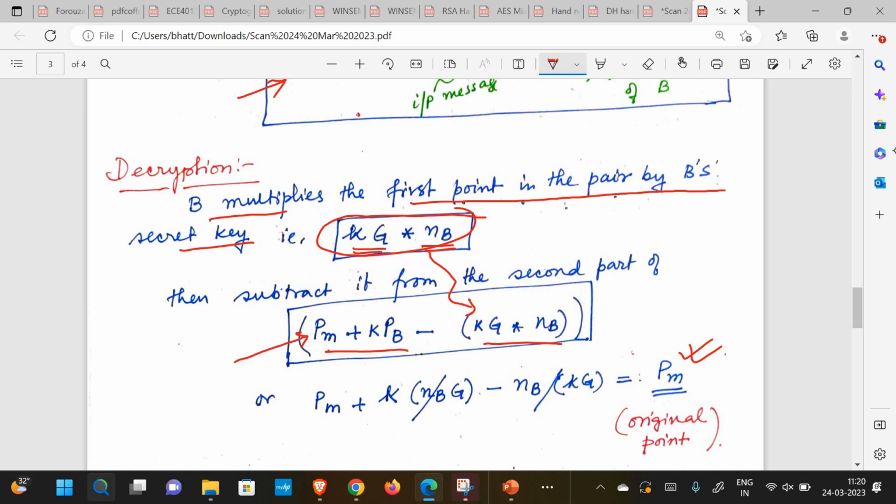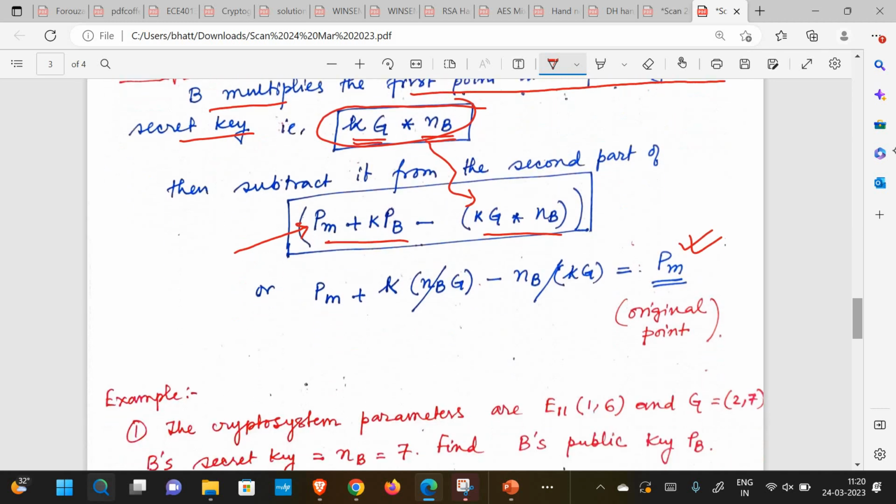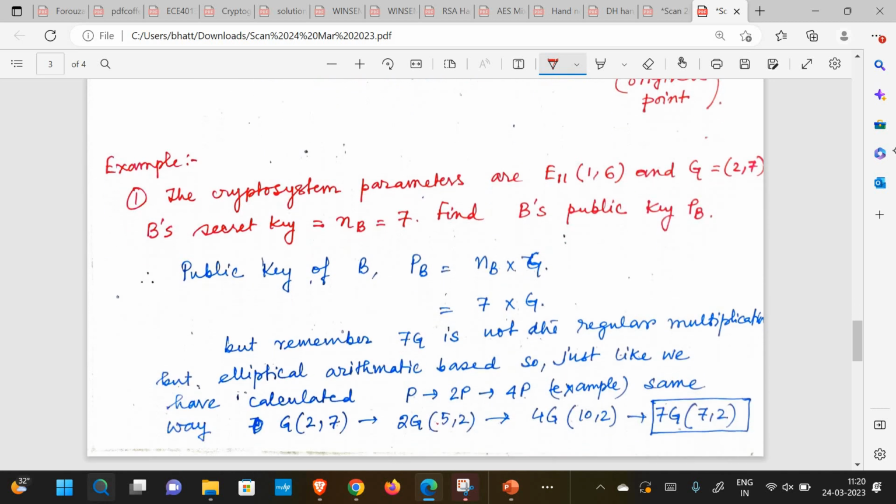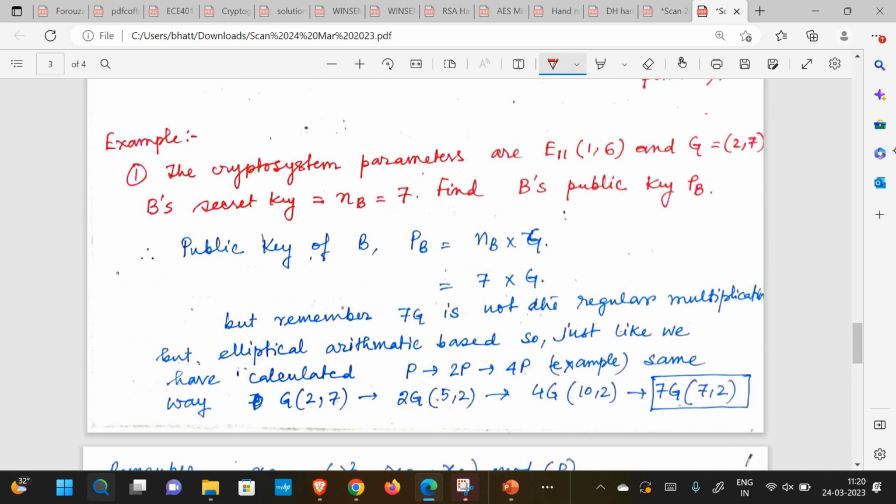Let's take a numerical and let's see whether we are able to understand this. Hopefully all of you have the equations with you. I've tried giving as much information as possible over here. So the question has three parts. This is the first part. The crypto system parameters are given as E11(1, 6). So the elliptical curve that we are working on is E11(1, 6), and the global parameter G is given as (2, 7). Please make a note of this.